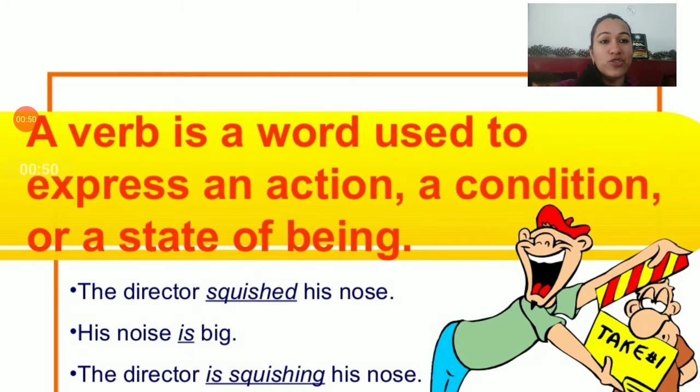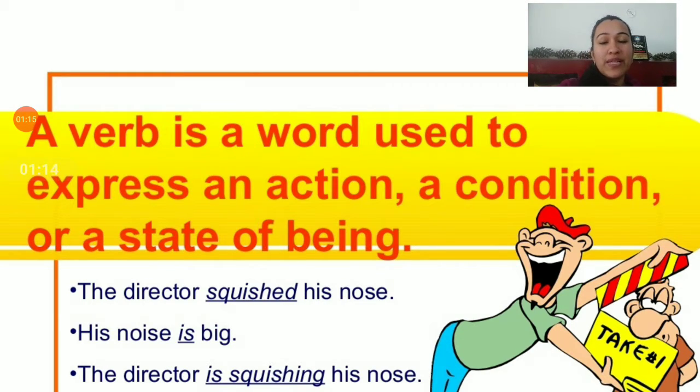Now what is action? Action is something that is happening at that point of time. Some process happening, some movement happening. Condition is something that is stable. State of being is stable. So that's the difference between the two. A thing happening or a movement happening is action, and a state of being.